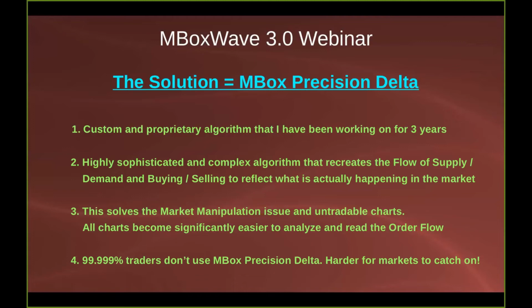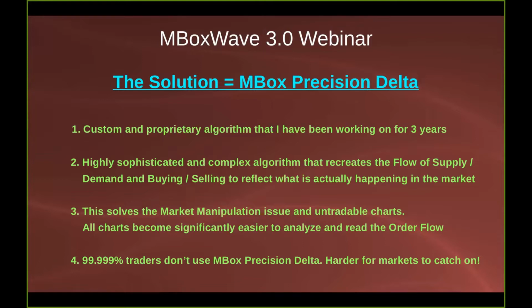So what is the solution? The solution is MBox Precision Delta. This is a Delta algorithm that I've been working on for a little over 3 years. I noticed this issue years ago, and it always fascinated me if there was a way to improve the algorithm that splits the volume, the buy volume and the sell volume.